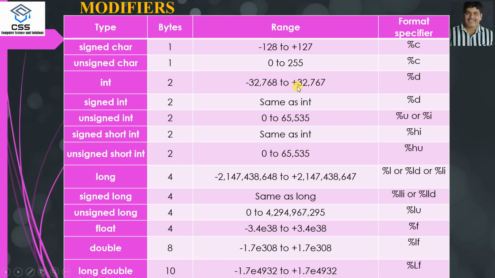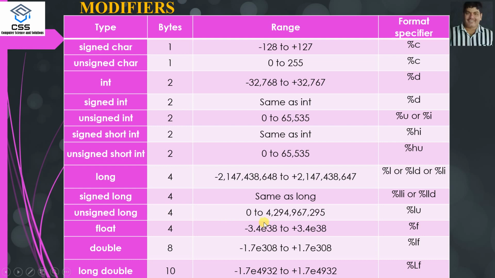If you take the positive value of the signed integer, multiply it by two and add 1, then it makes the unsigned integer range. Short integer range is the same as integer. Unsigned short integer range is 0 to 65,535. Long integer range is -2147483648 to +2147483647. Signed long range is the same as long.